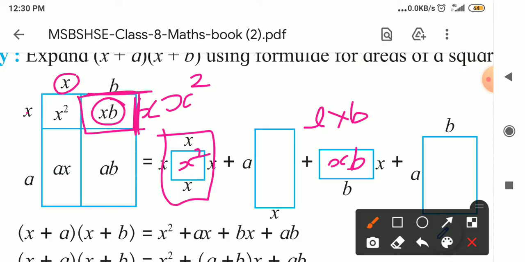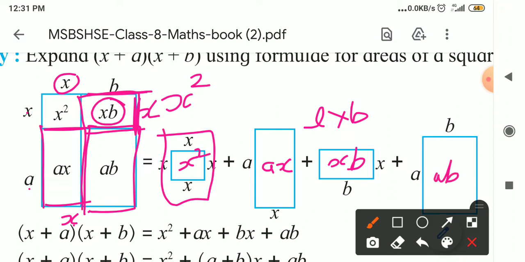Now for this rectangle, length is a and breadth is x. So the area of the third rectangle is length into breadth, which is ax. And at last the fourth quadrilateral, length is a and breadth is b, so the area is ab.